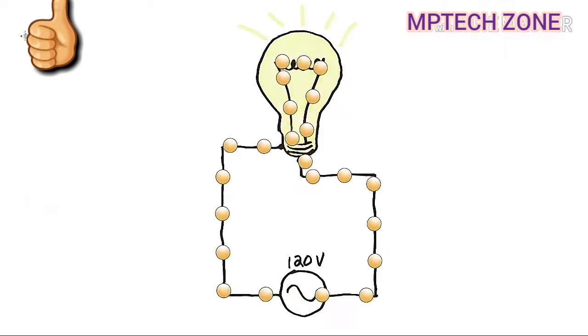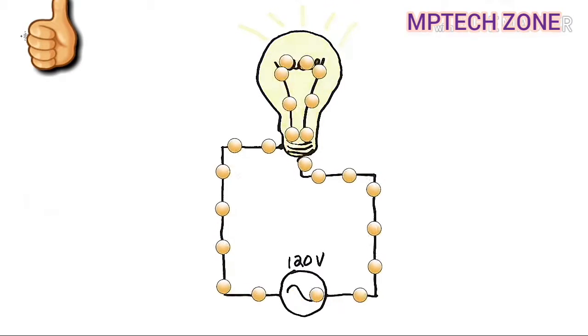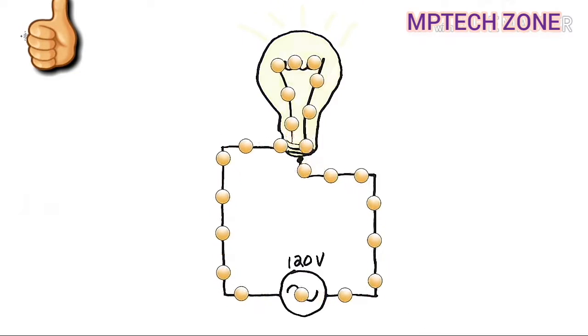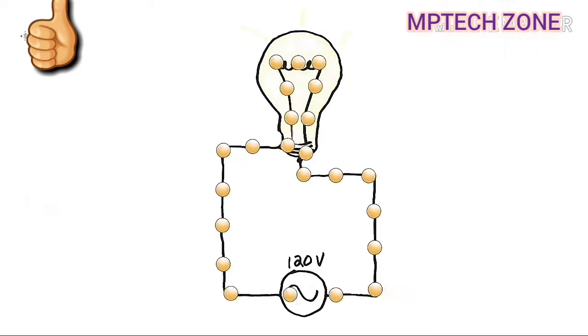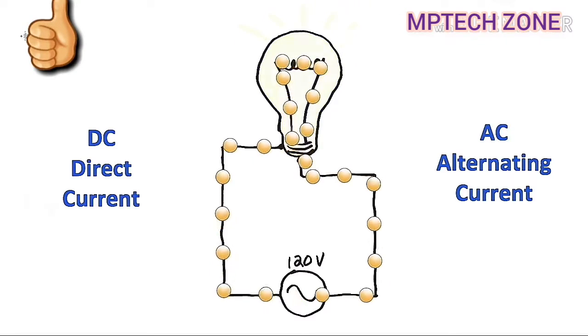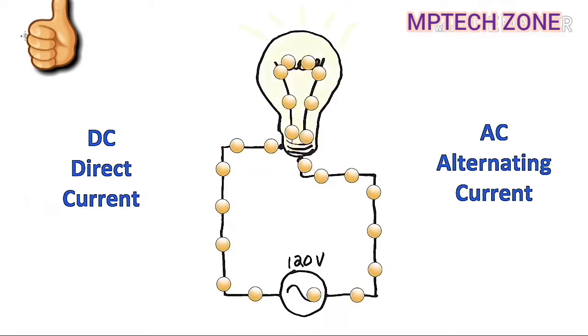Now this is where things can start to get a little confusing. This is an AC voltage source, so it's both AC and voltage. What the heck? How can voltage and current be the same? Well, it turns out we tend to use AC and DC abbreviations for voltage as well as current.